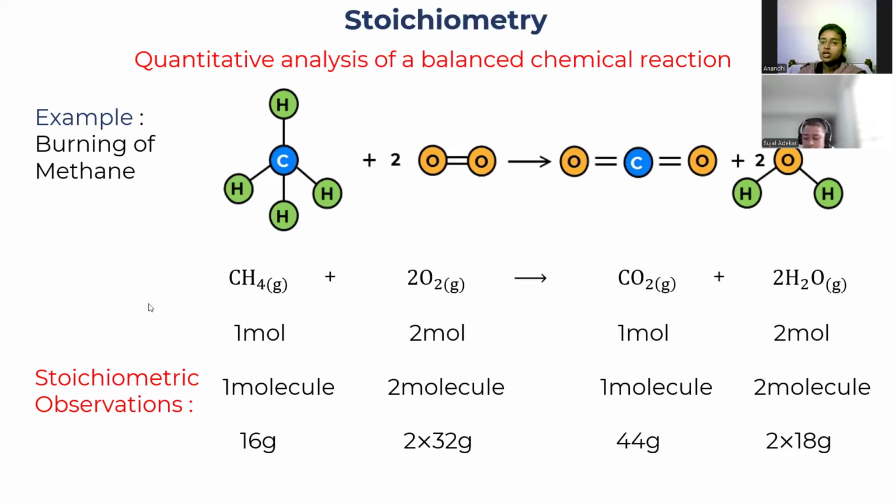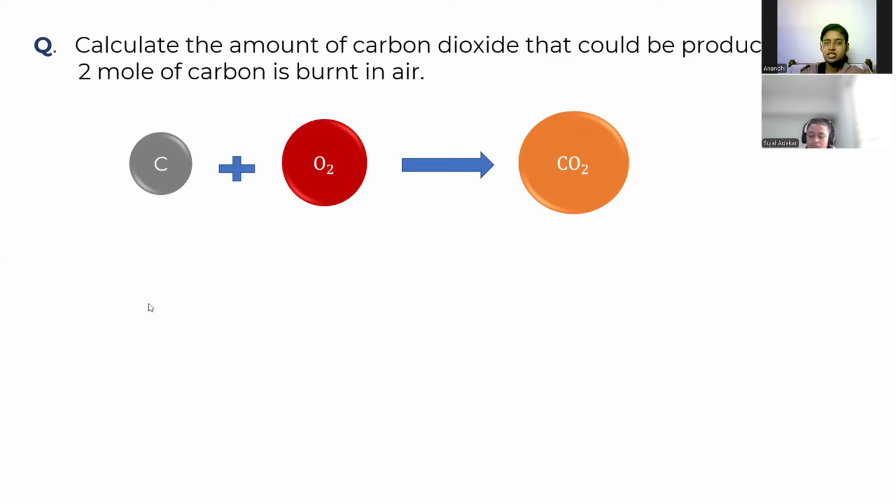Now I am going to give you one more question from this topic, and then later we are going to move on to the next. Here is the question: calculate the amount of carbon dioxide that could be produced when 2 moles of carbon is burnt in air. How to approach? Air means we are burning the carbon in the presence of oxygen. Air contains oxygen, right? So this is the reaction of carbon in the presence of oxygen.